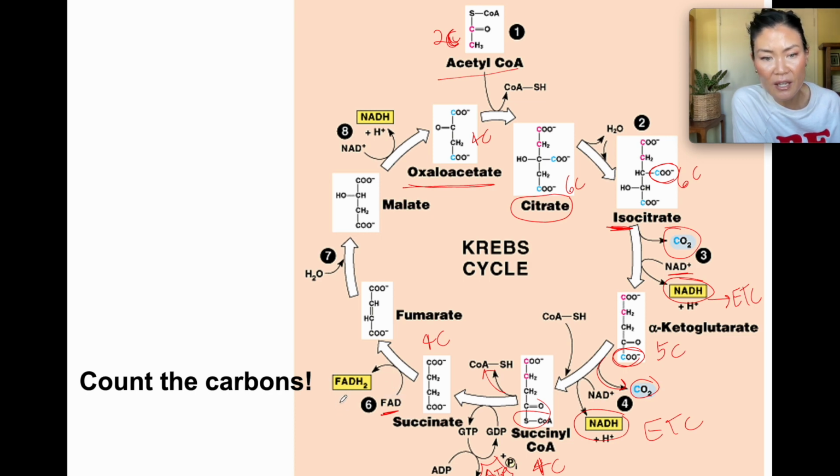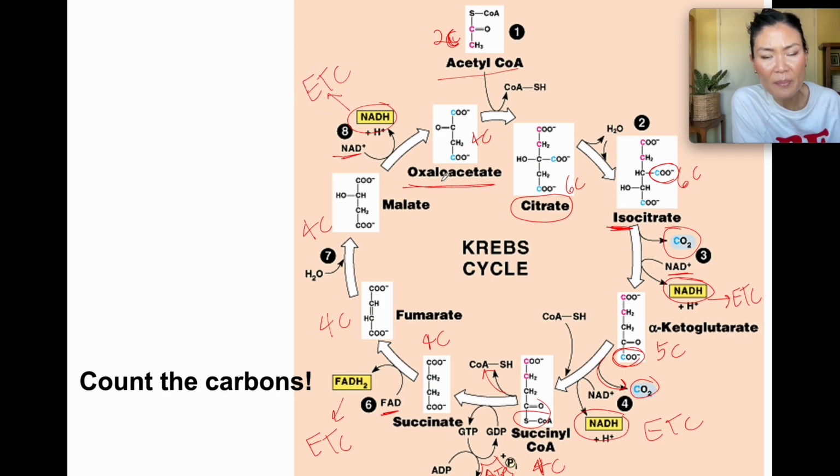You guys, where does this FADH go? Straight to the electron transport chain. Okay. Then you get fumarate, which is still a 4-carbon sugar. Adding water using an enzyme, you get malate, which still is a 4-carbon compound. Malate gets oxidized. It loses electrons, giving electrons to NAD. NADH, where is it going to go? Straight to the electron transport chain.